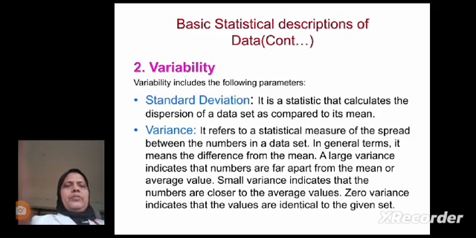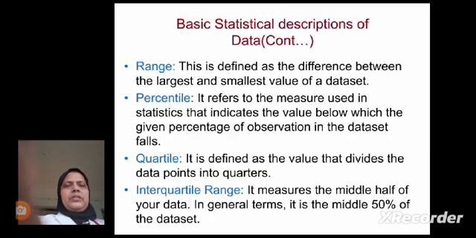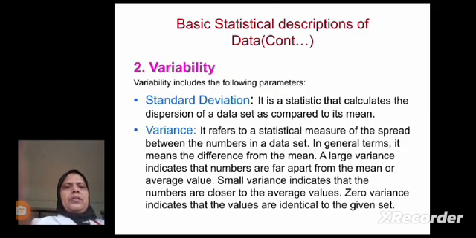The second one is variability. Variability includes the following parameters: standard deviation, variance, range, percentile, quartile, and interquartile range. Standard deviation is a statistic that calculates the dispersion of the data set as compared to its mean.